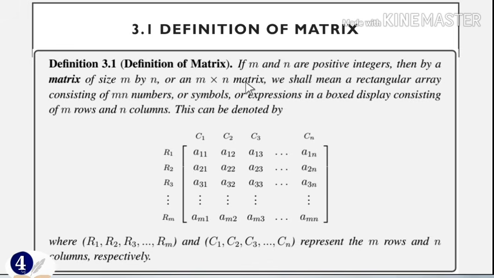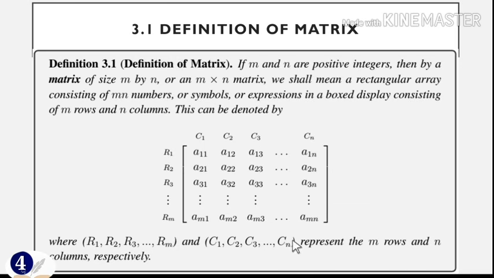When we say an m by n matrix, we mean a rectangular arrangement that can consist of numbers, symbols, or expressions, but they have to be boxed. This box has its own columns, going downward, and it also has rows. Anything arranged in this order we call a matrix. R1, R2, R3, Rm are rows. Row means we are going horizontally. And when we say column, we are talking about the vertical movement.